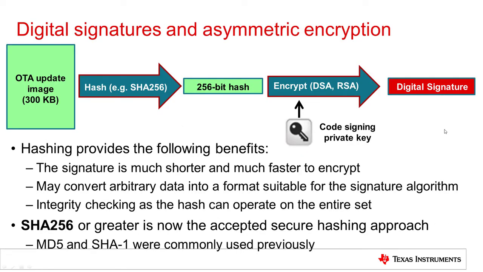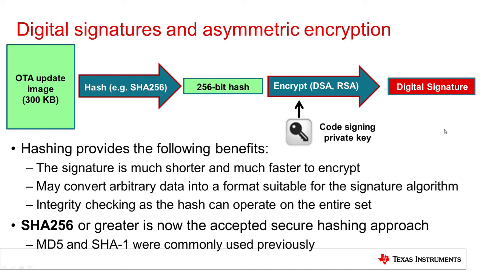One common use of asymmetric encryption is digital signatures. Digital signatures are used to prove that content coming over a network connection, such as a software update or a certificate or data packet of some form, did in fact originate from where it said it came from and was not tampered with en route. We're going to walk through an over-the-air update example so you can understand how digital signatures are used to authenticate content.